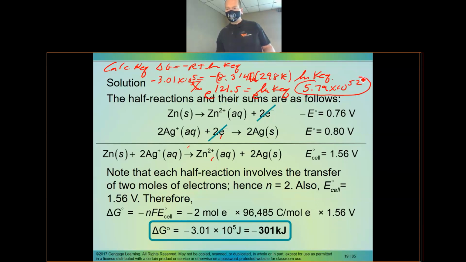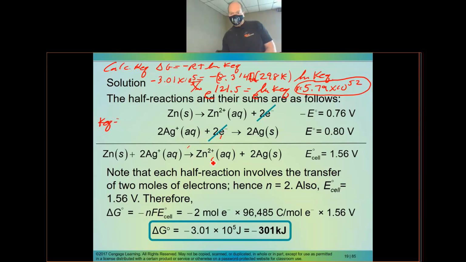Once this gets over 10 to the 99, your calculator will say error. Some of these are so spontaneous that when you try to calculate K, your calculator will not give you a number that large. Most calculators will only do 10 to the 99. This is a very, very large K eq value. This reaction goes completely to the right. We can't have absolute zero, but the amount of Ag+ that's going to be left is going to be a tiny, tiny number.